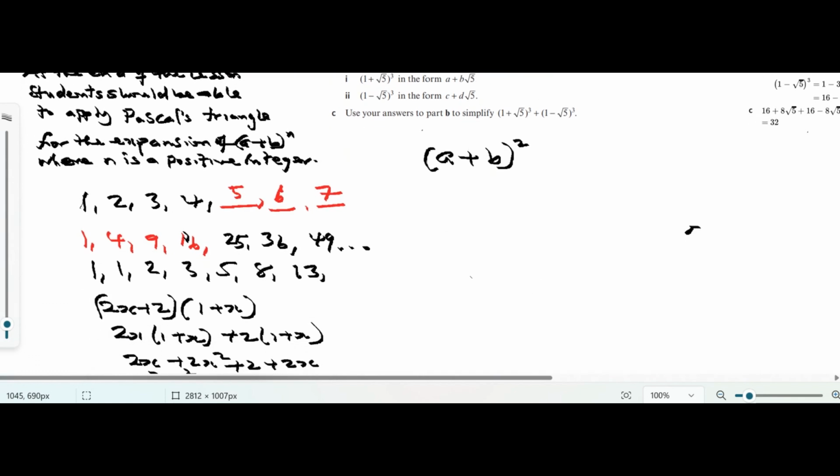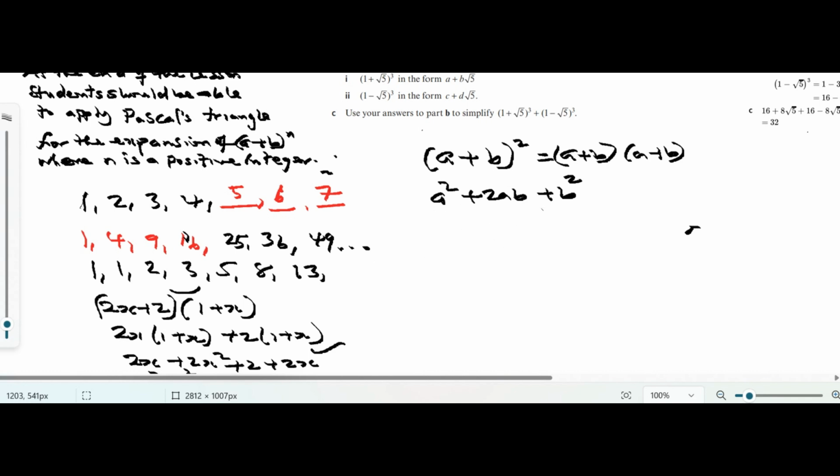You can expand a plus b all raised to power 2. What will the answer be? From your previous knowledge, you square the first term, which will be a squared, 2 times a times b, that's 2ab, plus b squared. If you don't remember that, you can just do a plus b times a plus b, then apply the method I used here to expand the bracket.